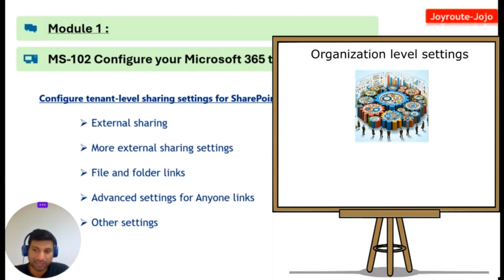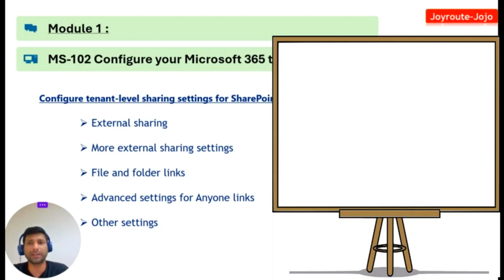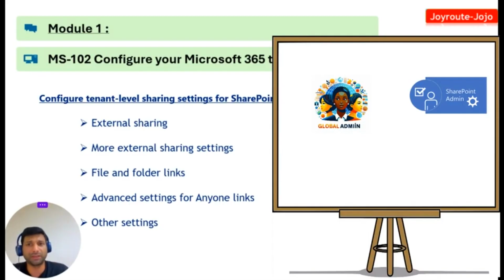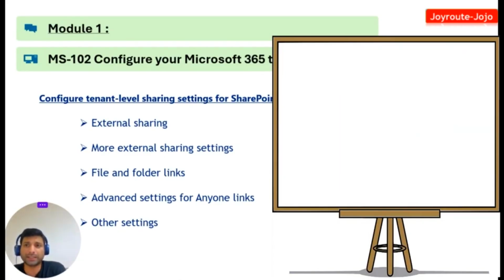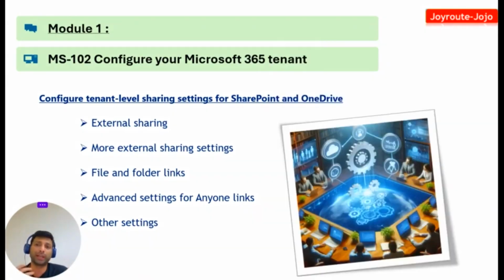To allow external sharing on any site, you must allow it at the organization level first. OneDrive sharing settings can be the same as or more restrictive than SharePoint settings. Only global administrators and SharePoint administrators in Microsoft 365 can change organization-level sharing settings for SharePoint and OneDrive. So to change the organization external sharing settings for SharePoint and OneDrive, you must navigate to the sharing page of the SharePoint Admin Center. So let us practically see how we can change the organization-level external sharing settings.